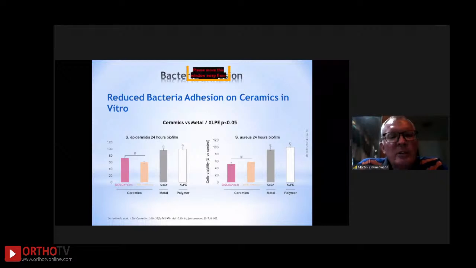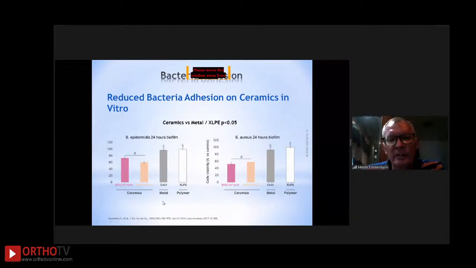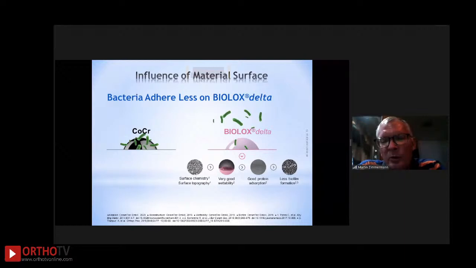We have done also some testing, some publications. What about the reaction of the surface, the formation of the biofilm with two kinds of staphylococcus, Staphylococcus epidermidis and Staphylococcus aureus? And as you can see again, after 24 hours on the ceramic, using BIOLOX delta and BIOLOX forte compared to cobalt chrome and polyethylene, statistically much less adhesion on the surface, much less formation of the biofilm on the surface of the ceramic. So finally, what you can say here is that at the surface of the ceramic, thanks to the surface chemistry, to the very good wettability and the good protein absorption, we have less biofilm formation at the surface compared to cobalt chrome.